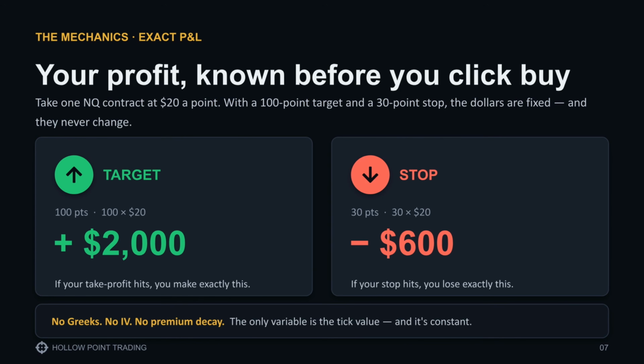With futures, your P&L is known before you enter a trade. Because the tick value is fixed, your profit targets and stop losses represent a specific dollar amount that never changes, unlike options which are impacted by Greeks or implied volatility.